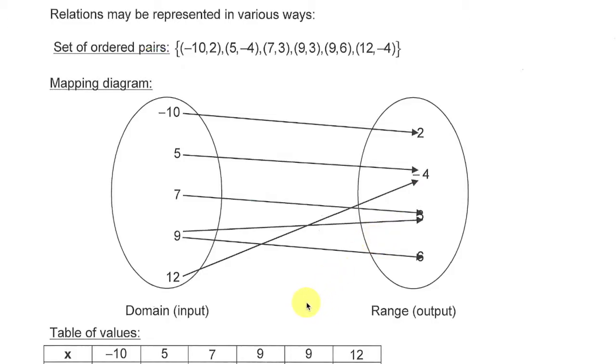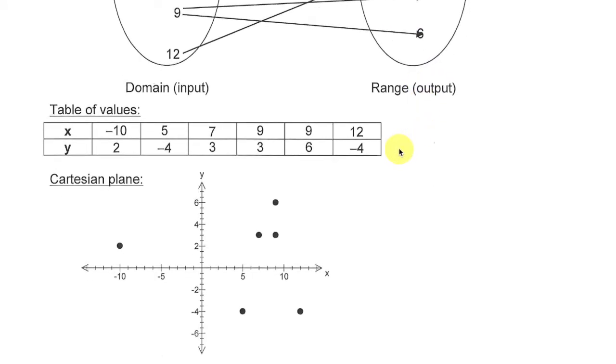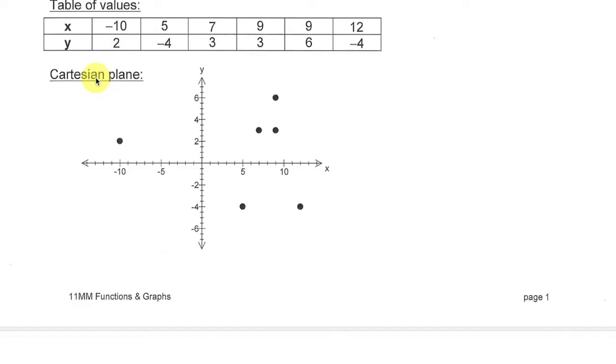In some ways it's really good to think about the domain as being the input to a machine and the range as being the output of the machine. So you throw -10 into the machine and it produces a 2. We can show a relation as a table of values. And we can also plot it on a Cartesian plane. Again, you can see when x is 9, we have two y values for this relation.